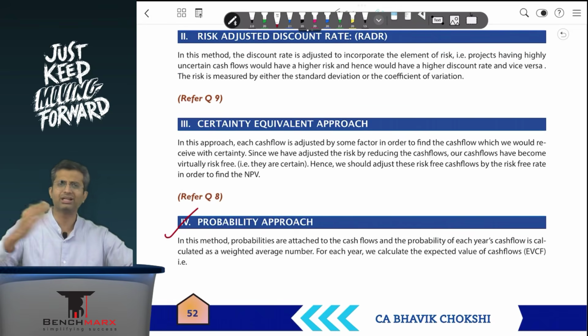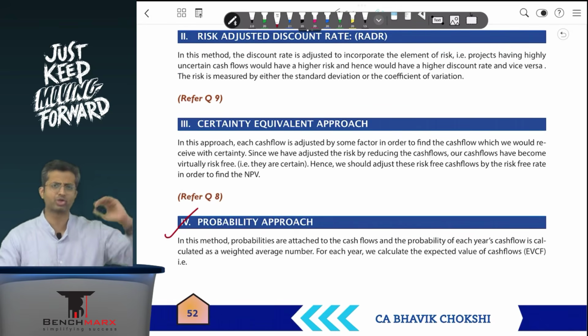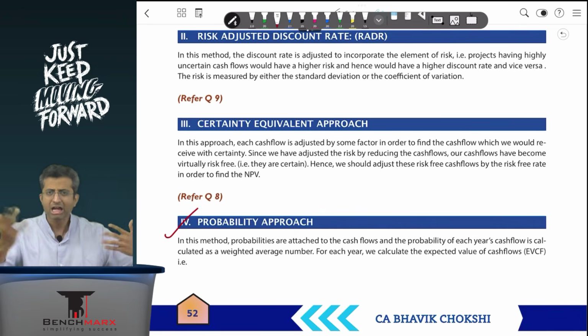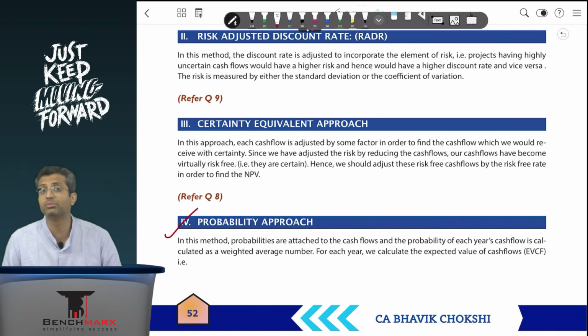Now, in your entire intermediate, what you have done is you have a project. Let's say in year 1 it has 100 cash flow, year 2 200 cash flow, year 3 300 cash flow, and something similar to that. Now the problem is, at year 1, who has told you with certainty that you have received 100 rupees of cash flows? Well, there's no certainty.